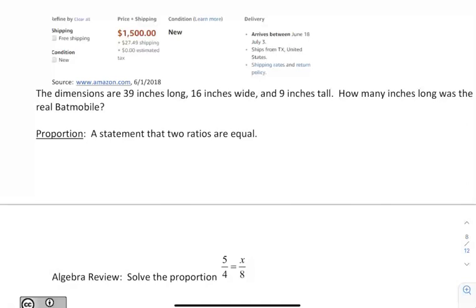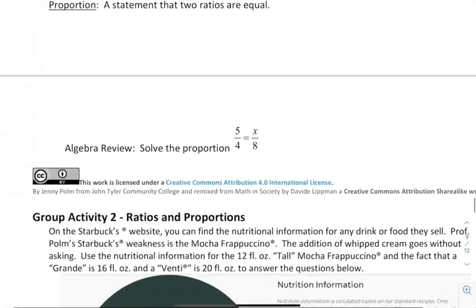But just a quick algebra review. It might have been a minute since you've done some proportions. So let's just look at this other example. It has nothing to do with the actual problem. We're going to solve this proportion 5/4 equals x over 8. To do this, we cross multiply. We multiply the 8 times the 5 and get 40. We multiply the 4 times the x and we get 4x. Now we can solve by dividing both sides by 4, and we get x equals 10.